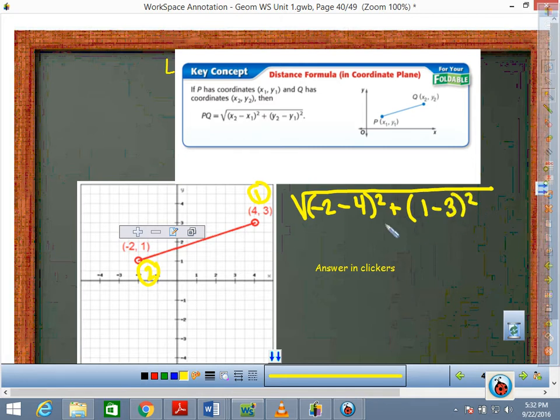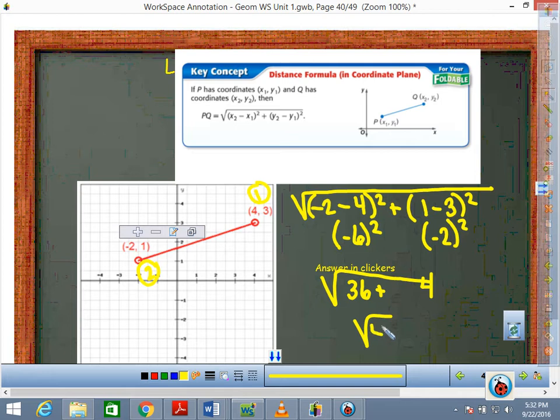So let's do inside the square root sign first. So this is going to be a negative 6 squared, which is the same thing as 36. And this is going to be a negative 2 squared, which is the same thing as 4. This is still in the square root symbol. So 36 plus 4 is the square root of 40, and that will simplify to 2 root 10.